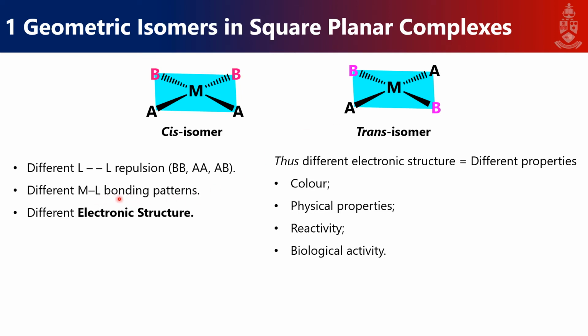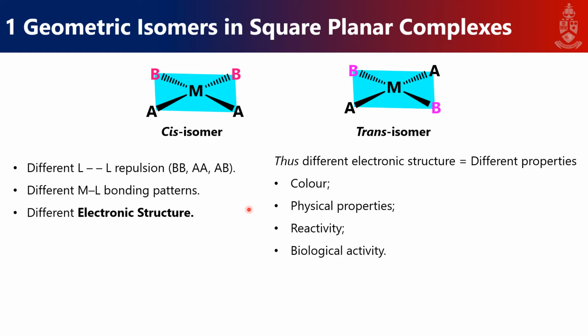We also have different M-L bonding patterns. So we have AMB, AMB. Here we have AMA, BMB. So we have different distributions of the electron density. And of course, different distributions in electron density will lead to differences in electronic structure. So a difference in electronic structure leads to different properties, and then that eventually evolves into differences in color, physical properties, reactivity, and biological activity, just as you know what isomers essentially do. So isomer: same molecular formula, but different properties, right?